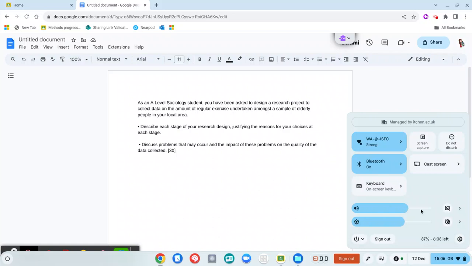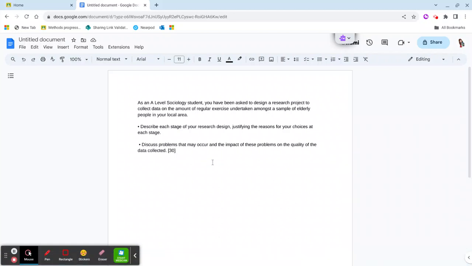Hello, all. We're going to look at this previous 30 marker for methods. You have about 53 minutes in the exam to write it. So with this, you have to do the stages. So you have to do old ladies might eat sugar, plum, crumble anytime.